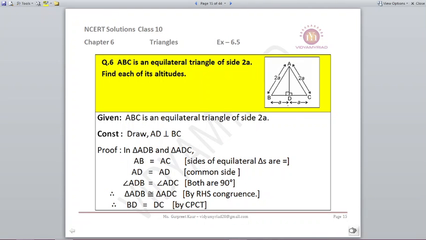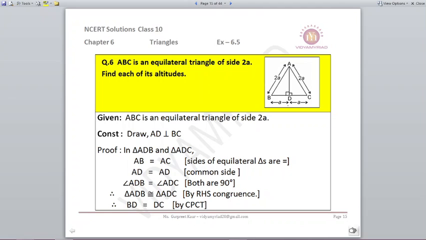Question number 6. ABC is an equilateral triangle of side 2a. Find each of its altitudes. Now here I have just drawn AD as an altitude of triangle ABC. So whatever the length of AD will be, the other altitudes, when you draw from B and when you draw from C, will have the same answer. Now here I have drawn AD perpendicular to BC.